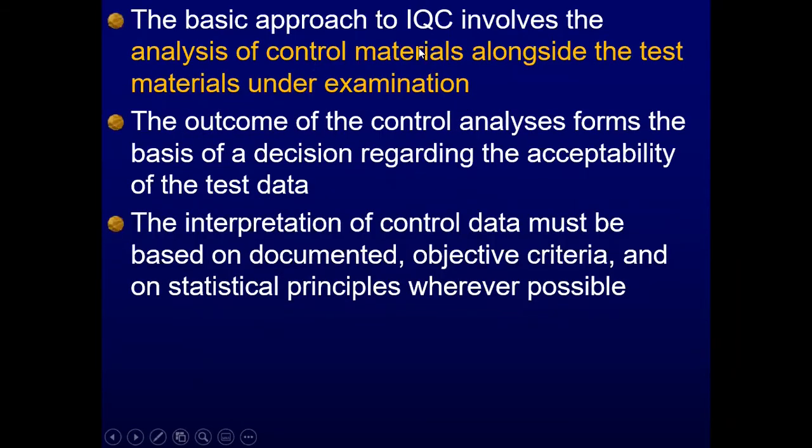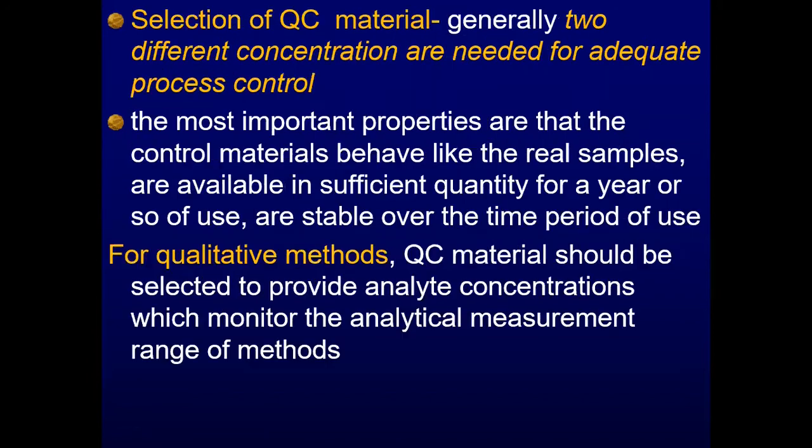The basic approach to internal quality control involves the analysis of control material alongside the patient test procedures. The outcome of the control analysis forms the basis of decision regarding the acceptability of the batch which is run. The interpretation of control data must be based on documented objective criteria and on statistical principles wherever possible.